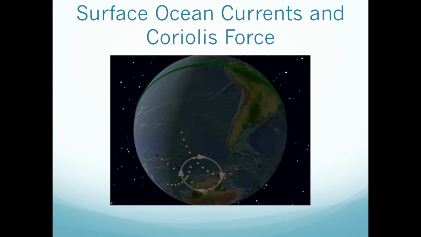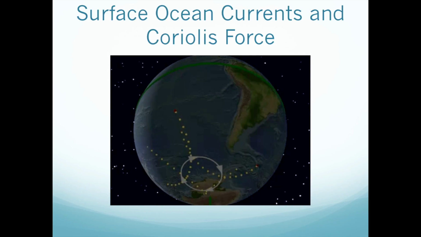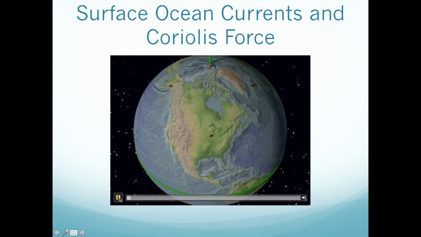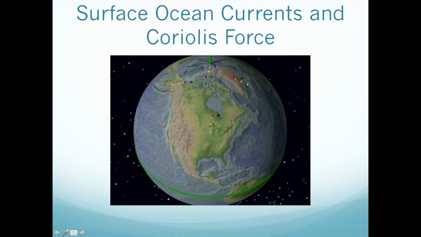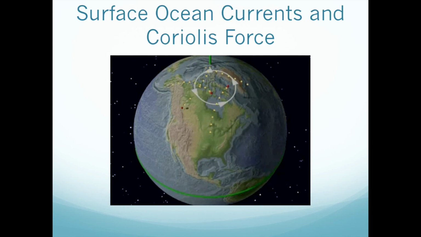Global winds drag on the water's surface, causing it to move and build up in the direction that the wind is blowing. And just as the Coriolis effect deflects winds to the right in the northern hemisphere and to the left in the southern hemisphere, it also results in deflection of major surface ocean currents to the right in the northern hemisphere in a clockwise spiral, and to the left in the southern hemisphere in a counterclockwise spiral.